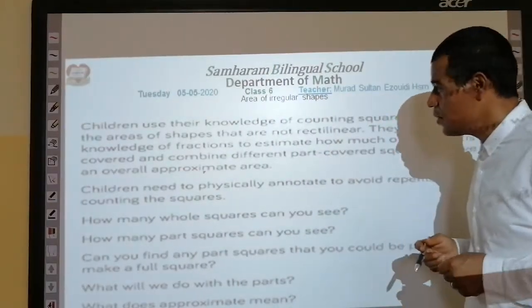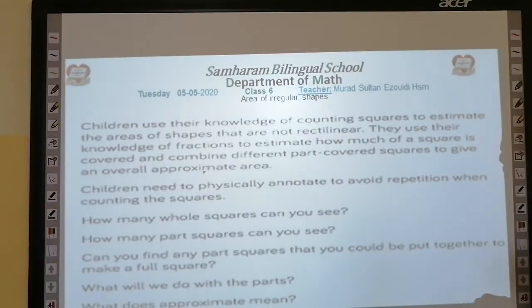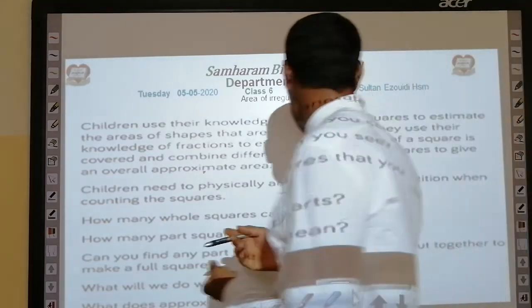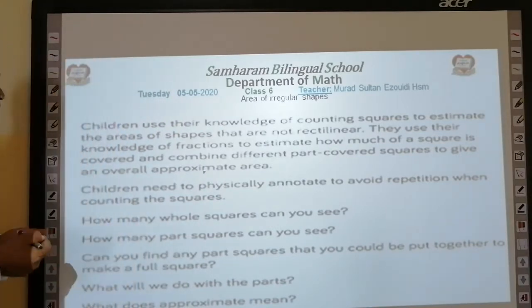We said that students use their knowledge of counting squares to estimate the area of shapes that are not rectilinear. They use their knowledge of fractions to estimate how much of a square is covered and combine different part-covered squares to give an overall approximate area. Students need to physically annotate to avoid repetition when counting the squares. How many whole squares can you see?